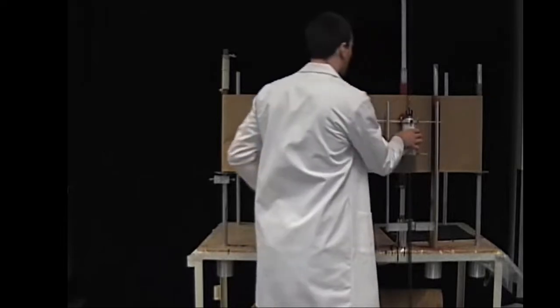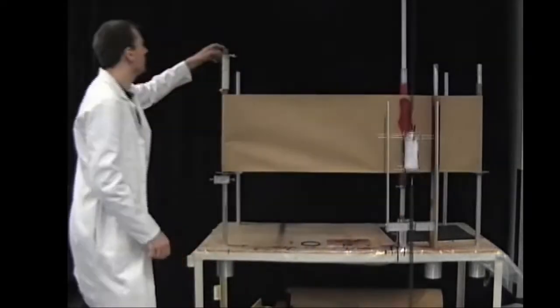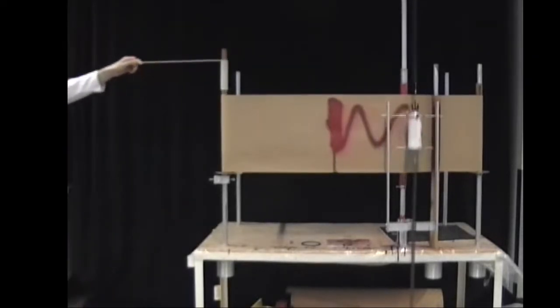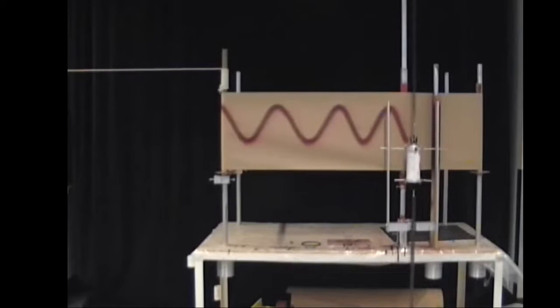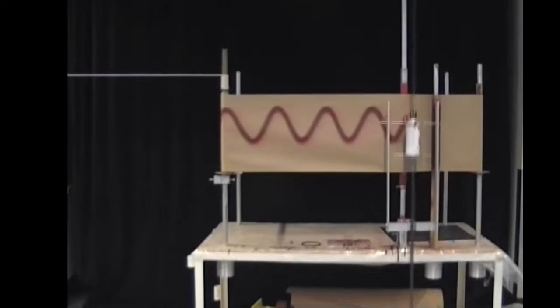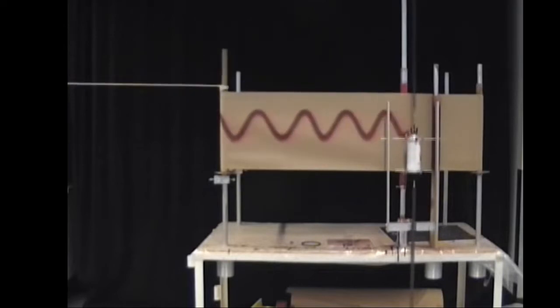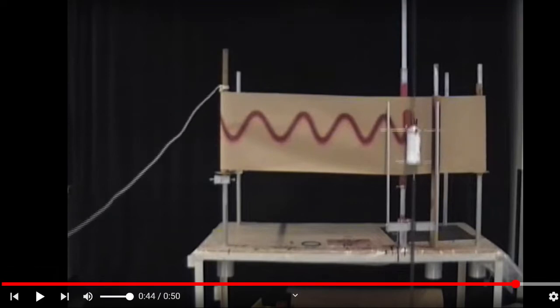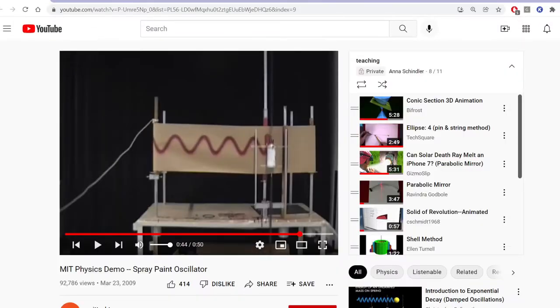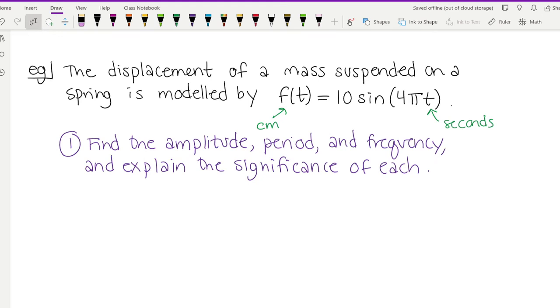And by the way, I'll put a link to this video and a few other videos that we'll see in the description of the video you're watching right now. Yeah, we can see that that looks like a sine or cosine graph, right? And so that's why, when we're talking about springs bouncing up and down, that simple harmonic motion, these simple transformations of sine and cosine are an appropriate thing to measure them. Again, the paper being moved represents the passage of time, right? As time goes on, the paint can goes up and down, and it repeats that pattern, forming these waves.